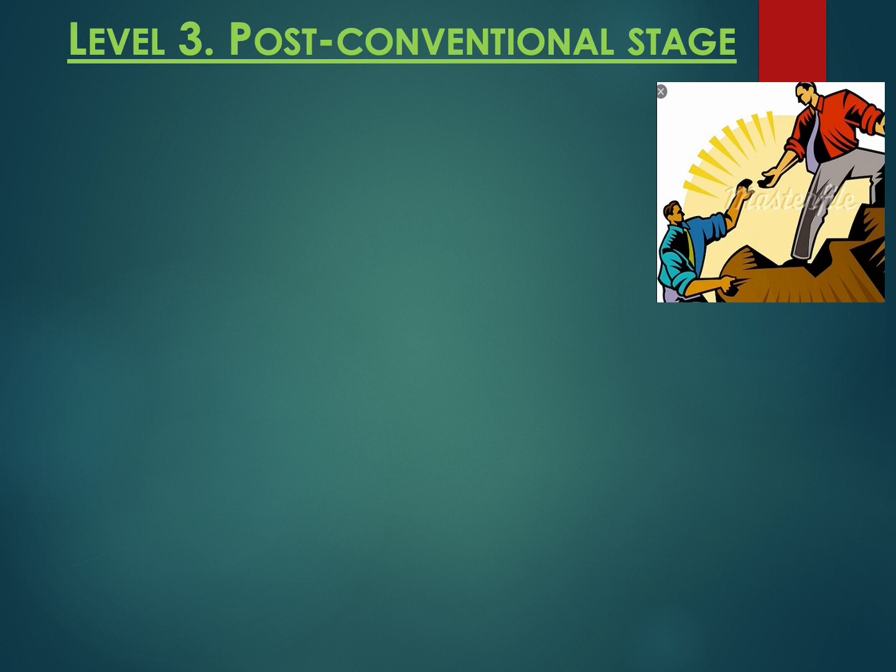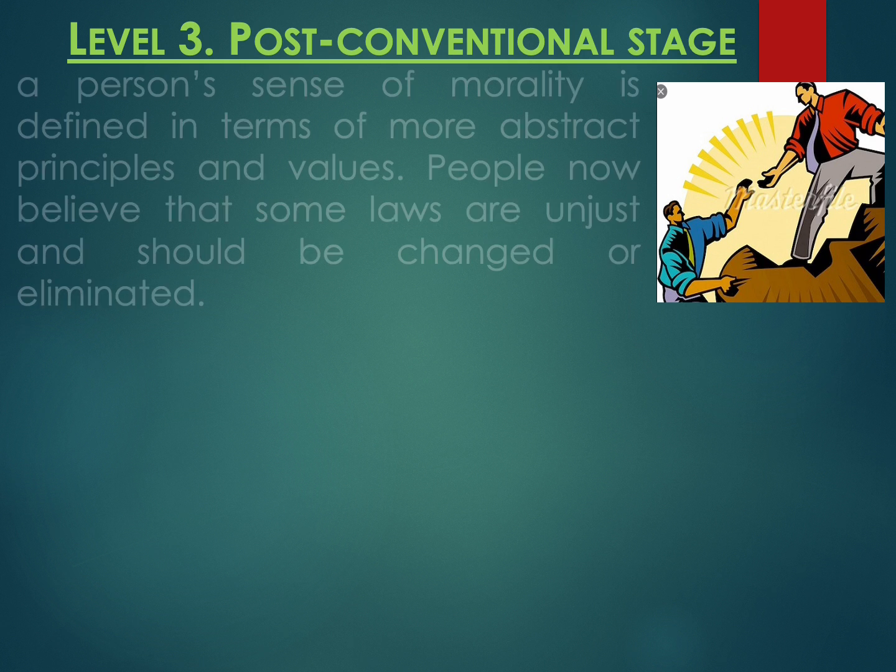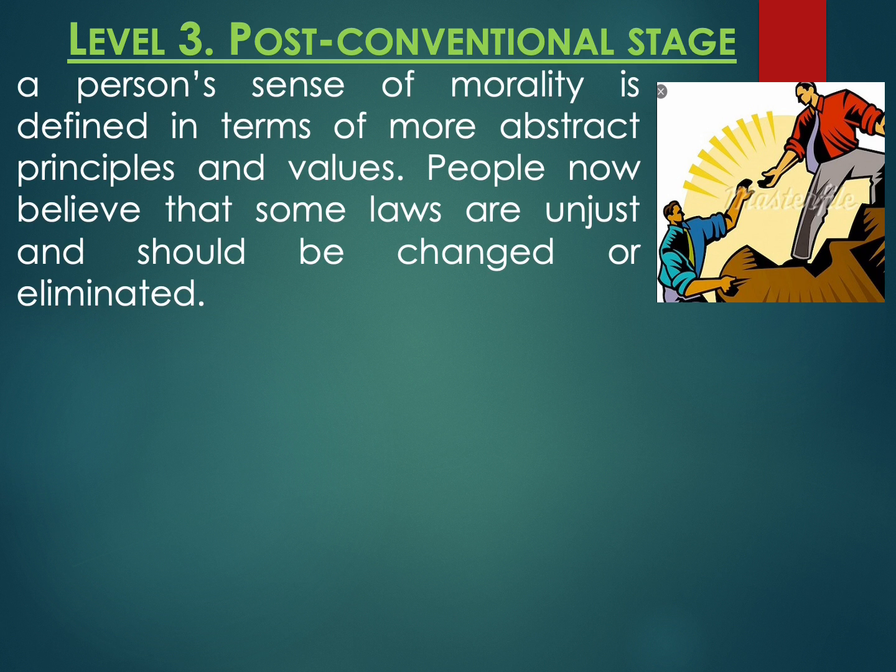Now, we also have level 3, which is the post-conventional stage. In the post-conventional stage, a person's sense of morality is defined in terms of more abstract principles and values. And people now believe that some of the laws that we have are unjust and should be changed or eliminated. So earlier, in the conventional stage, what was important to us was that we follow the rules. Here, we already have a sense of which laws are okay and which laws need to be changed.